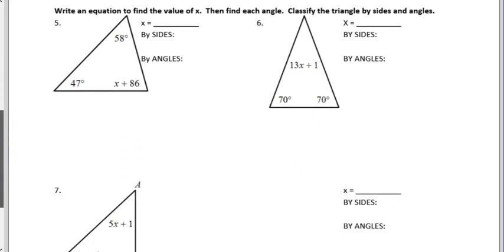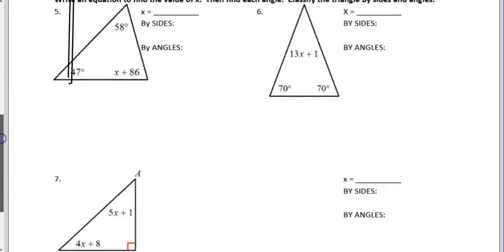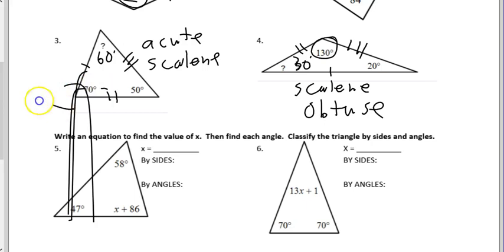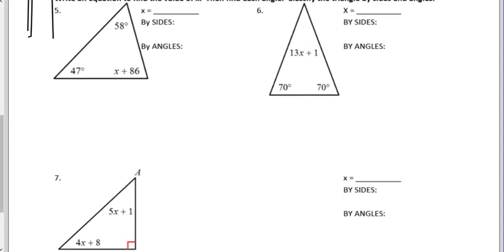Moving on. Hit pause if you need to. Okay. Write an equation to find the value of x. All right. Well, all 3 of these angles here must add up to 180. So you literally write that. 47, first angle, plus 58, second angle, plus the third angle, which is a binomial, x plus 86, must add up to 180 degrees.